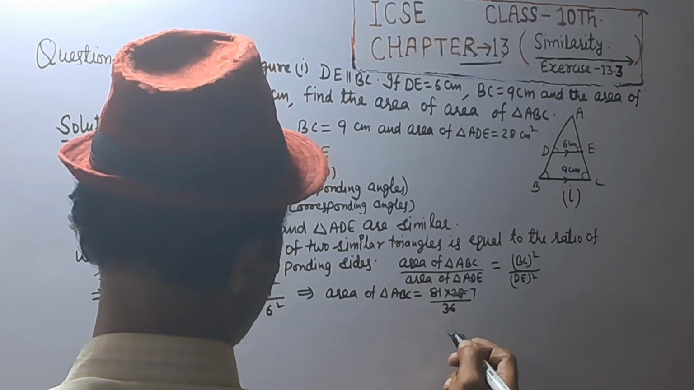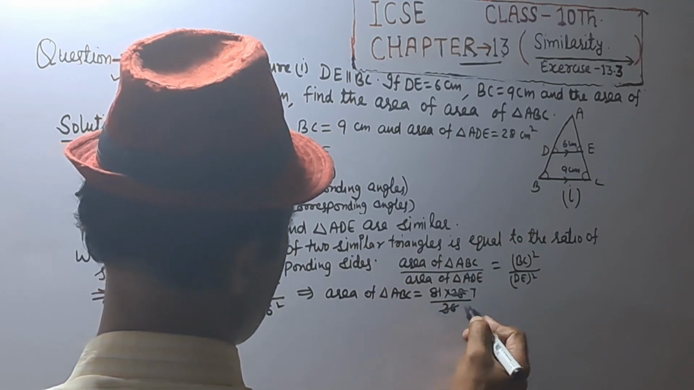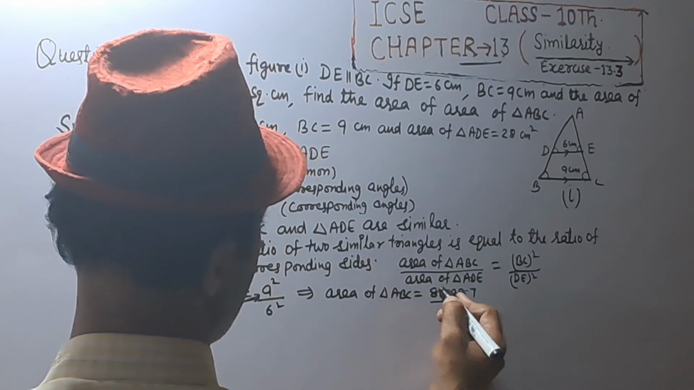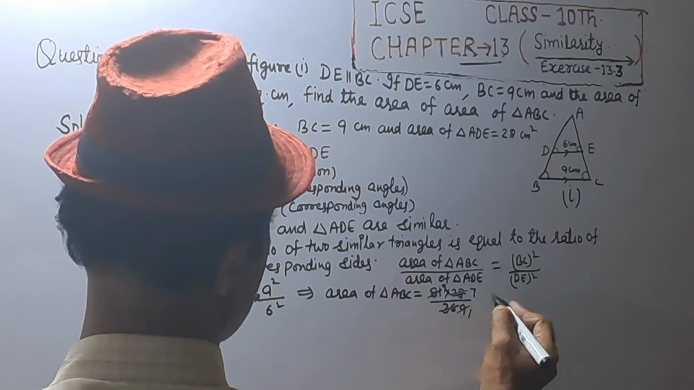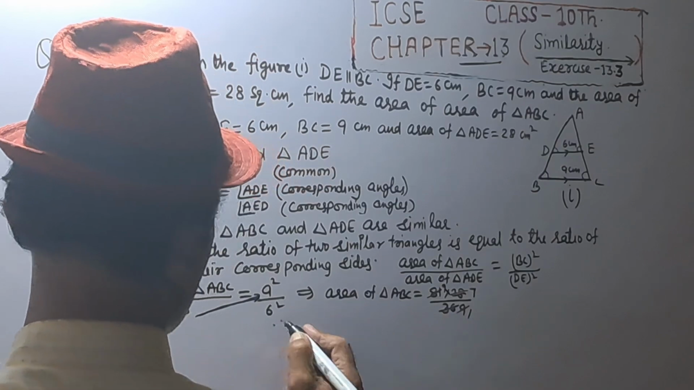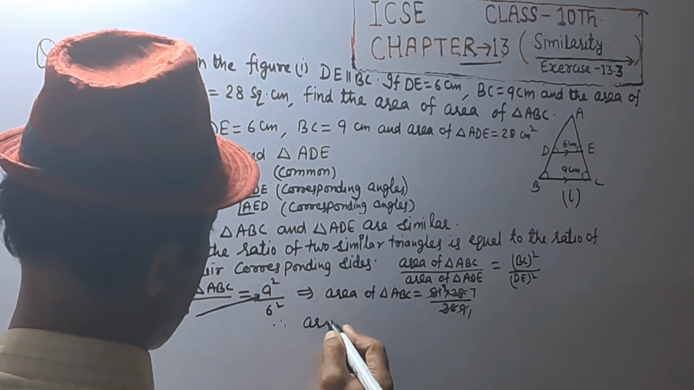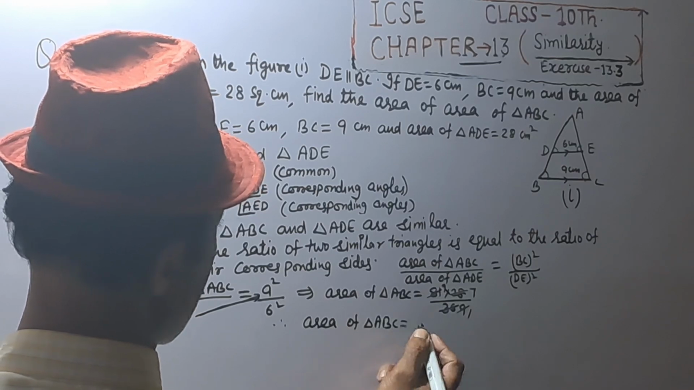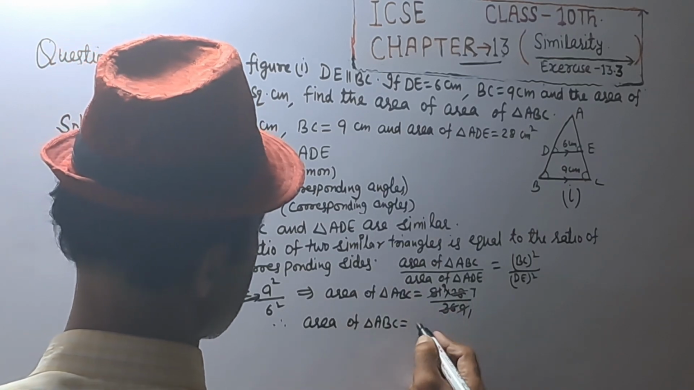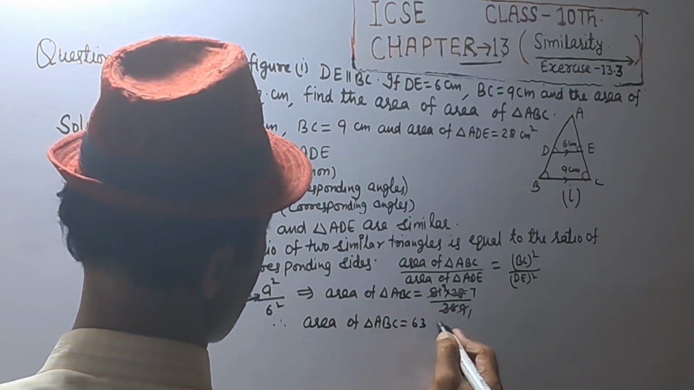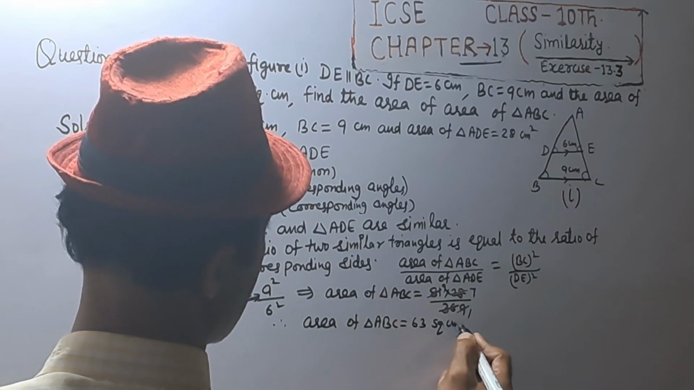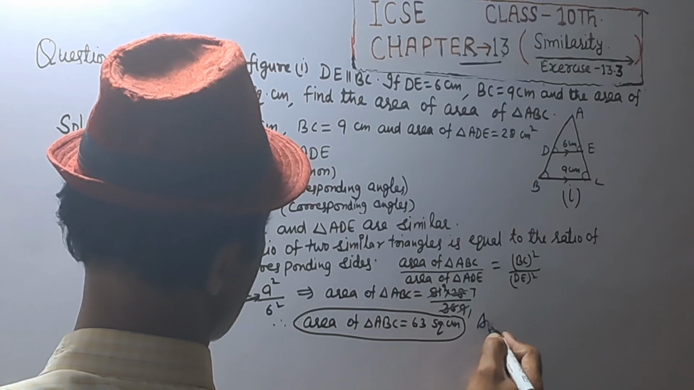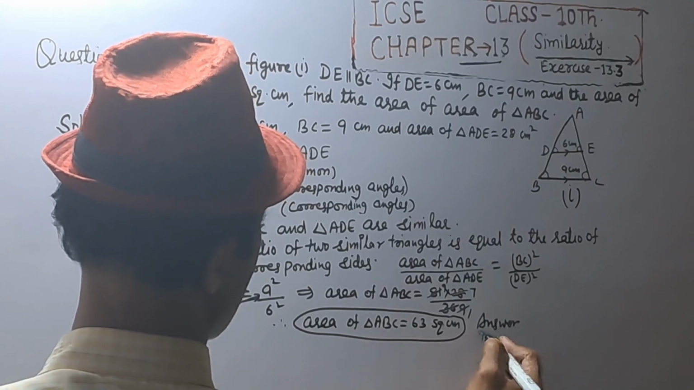7 fours are 28 and 9 fours are 36. 9 ones are 9, 9 nines are 81. So we get area of triangle ABC is equal to 9 sevens are 63 square centimeter. Answer.